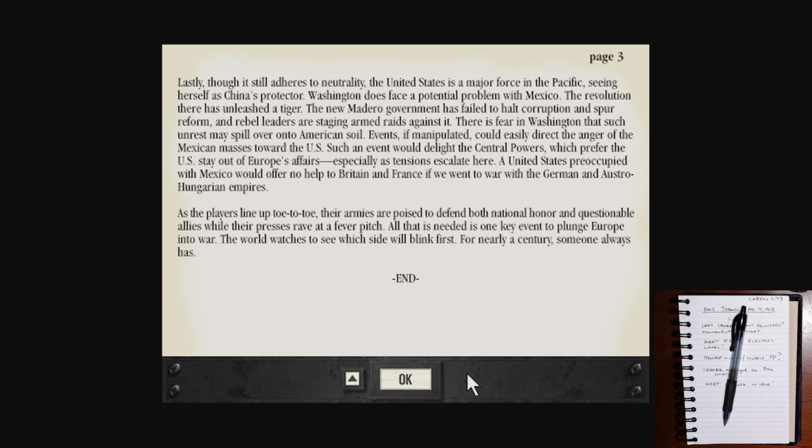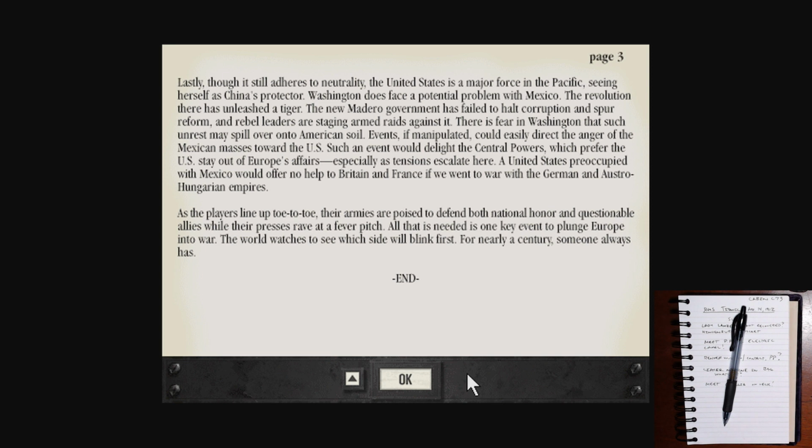Such an event would delight the Central Powers, which prefer the U.S. stay out of Europe's affairs, especially as tensions escalate here. A United States preoccupied with Mexico would offer no help to Britain and France if we went to war with the German and Austro-Hungarian empires.